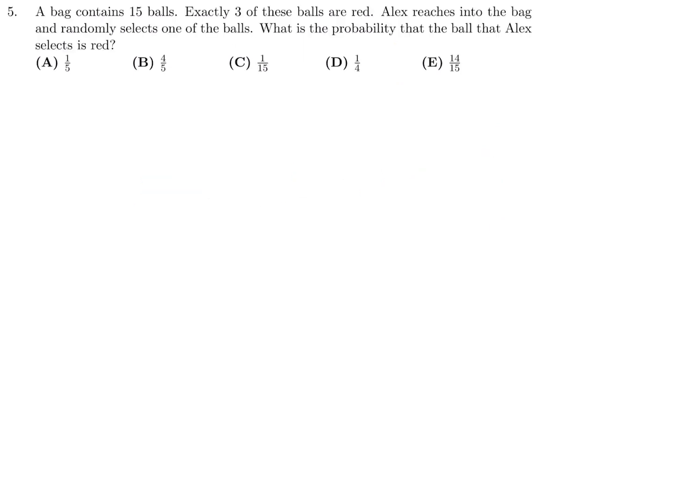A bag contains 15 balls. Exactly 3 of these balls are red. Alex reaches into the bag and randomly selects one of the balls. What is the probability that the ball that Alex selects is red? Well, there's 3 balls that are red. The total number of balls is 15, and that's the probability. And then reduce it to lower terms by dividing top and bottom by 3. So that just becomes 1 over 5. So number 5, the answer is A.